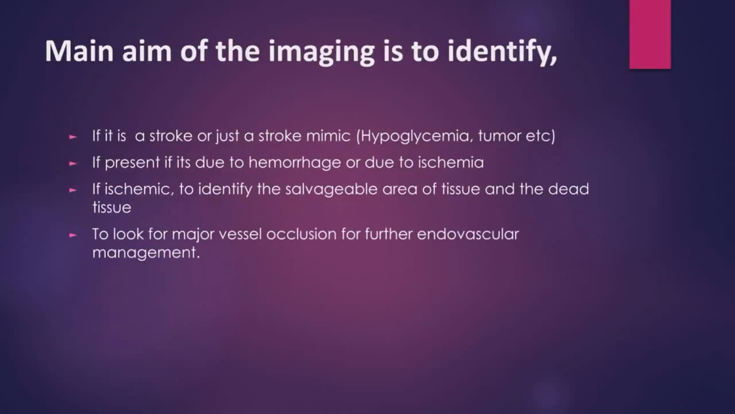The main aim of the imaging is to identify: 1. If it is a stroke or just a stroke mimic, for example, hypoglycemia, tumor etc. 2. If present, if it's due to hemorrhage or due to ischemia. 3. If ischemic, to identify the salvageable area of tissue, that is penumbra, and the dead tissue, that is the core. 4. To look for major vessel occlusion for further endovascular management.